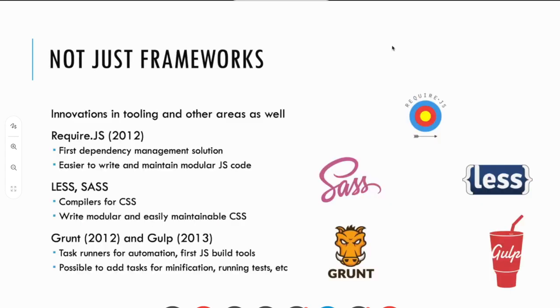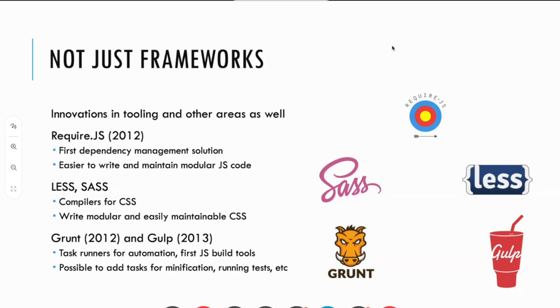Now, even during this time, innovations were not just happening in the JavaScript and framework world. They were also happening in tooling and other areas that are important for development. For example, Require.js was introduced in 2012, which removed the problem of manually managing dependencies between files. It provided a way for you to write code in modular form, and it would automatically manage the dependencies for you. Then there were also CSS compilers like Sass and Less, which allowed you to write more modular and maintainable code, with these tools taking care of managing and creating a final CSS for you to make things actually work.